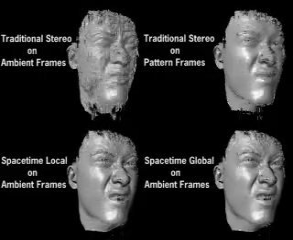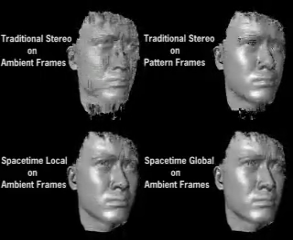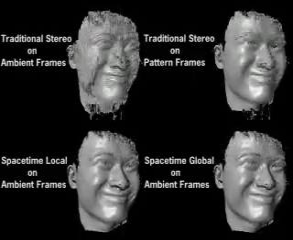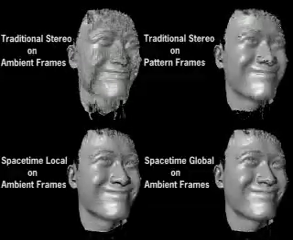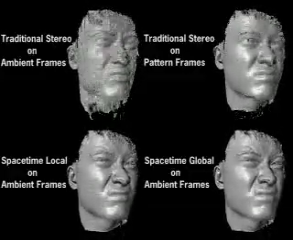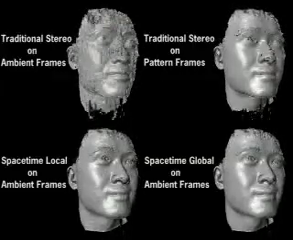Here we compare 4 stereo reconstruction methods. On the upper left, we apply traditional stereo to each ambient frame independently. The lack of detailed texture results in a very noisy reconstruction. On the upper right, we apply traditional stereo to each pattern frame independently. The projected texture significantly improves the reconstruction, but it is temporally noisy and no longer aligned with the color frames.